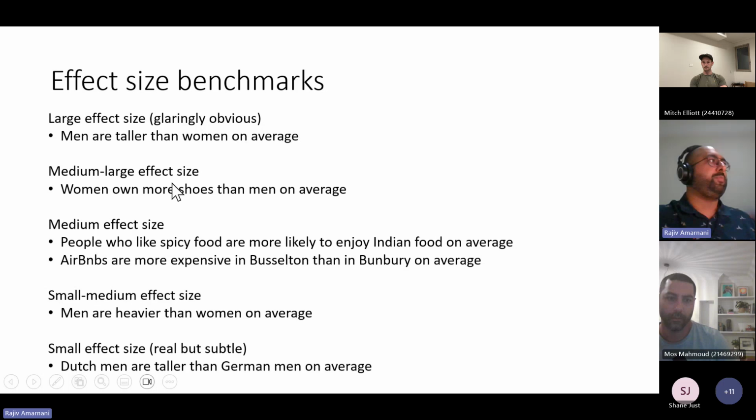So in the ballpark of the difference in the number of shoes between men and women, that kind of thing. I think another medium to large effect was the temperature difference in Perth from February to March, that it gets colder. It's colder in March than in February. That is also a medium to large effect, right?